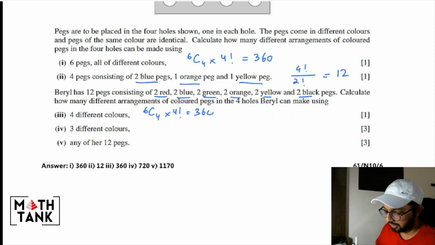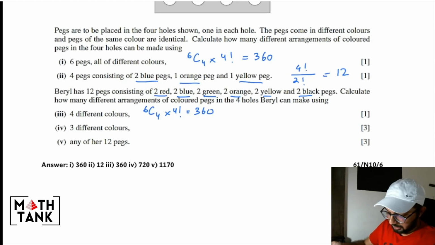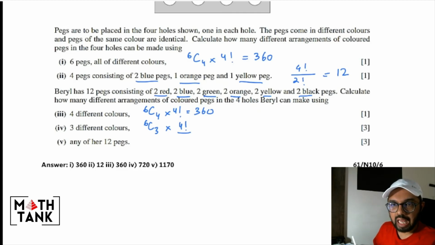I think 64 into 4 factorial. Now, in part 4, it says 3 different colors. So what I need to understand is that I'm choosing 3 different colors, so 6C3. Now, when I'm arranging them, what I need to be aware of is that I am arranging all 4, but each color would be repeated once. So each of these combinations will have one of the colors repeated. I don't know which color, but I know that there will be 3 different colors that will be repeated.